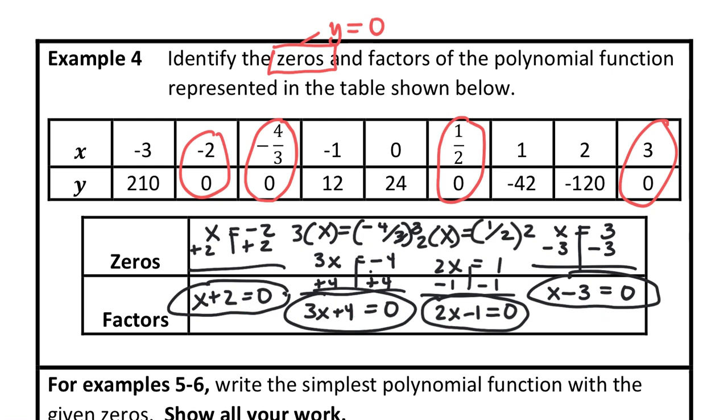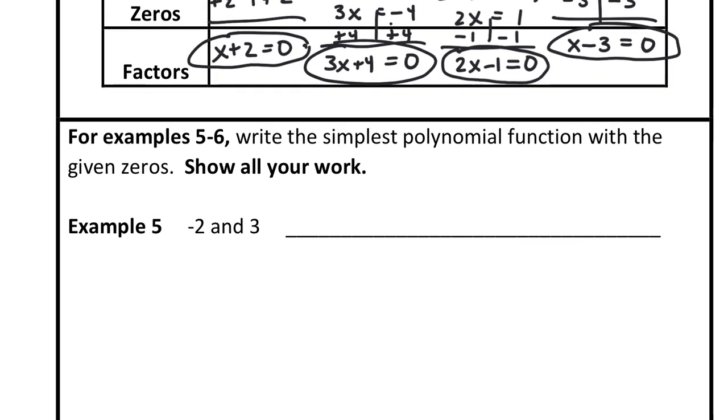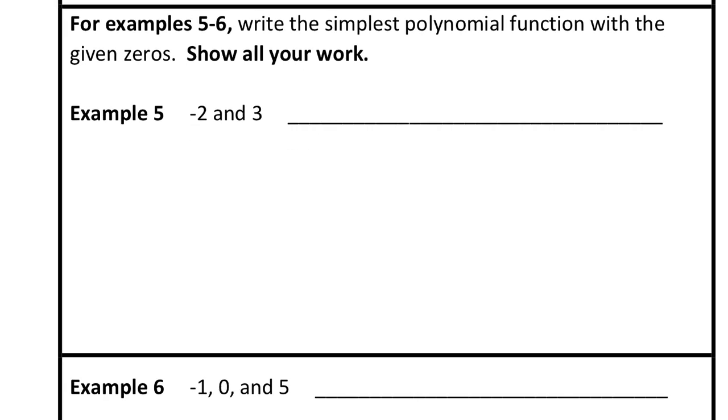Okay, so these are my factors. Again, my zeros were x equals negative 2, x equals negative 4/3, x equals 1/2, x equals 3. Then let's go over to example 5. It says, for example 5 and 6, write the simplest polynomial function with the given zeros.